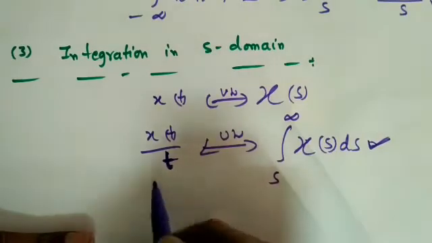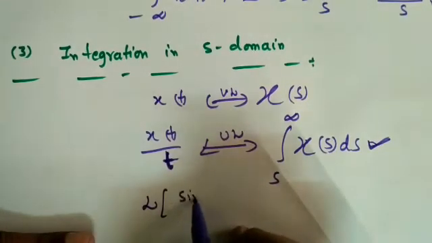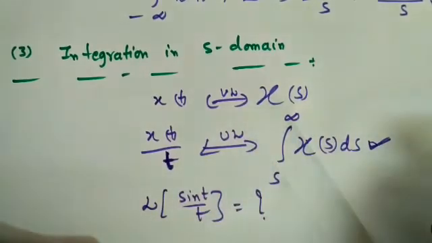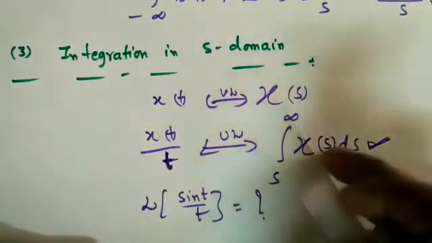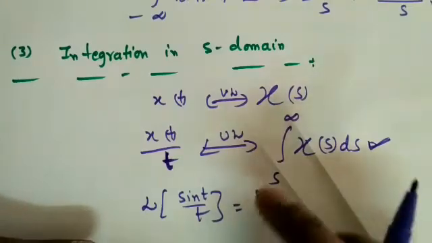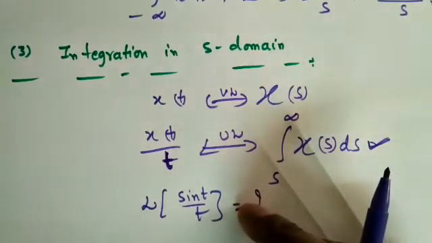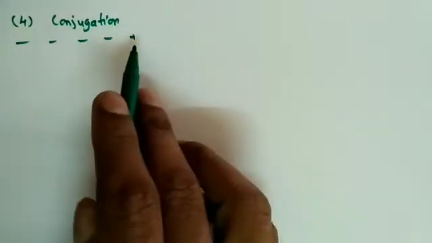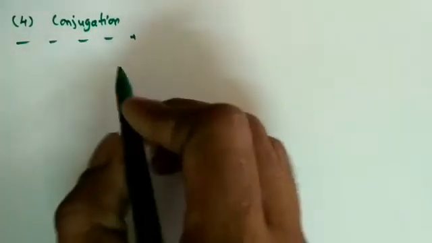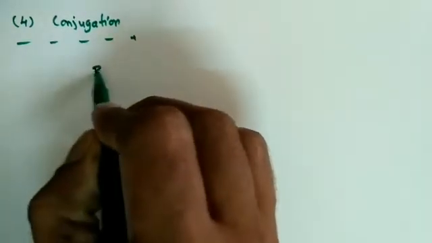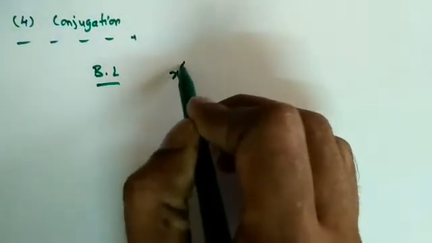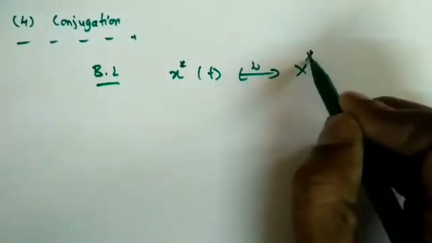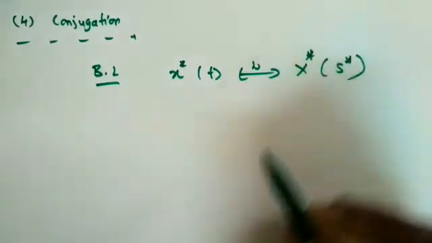Suppose the Laplace transform of sin t by t is given, so what is the Laplace transform? There we need to use this property, which we will see when we do the problems. Now one more property we need to discuss, which differs from the bilateral Laplace transform. In the bilateral Laplace transform, x conjugate of t in the Laplace domain is also x conjugate of s conjugate, right?